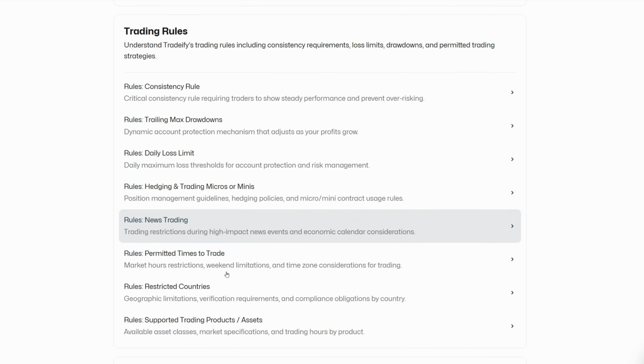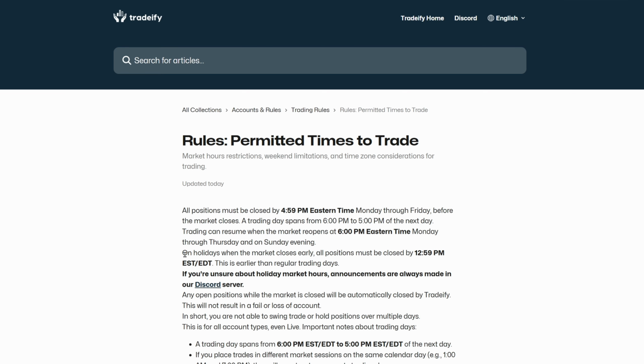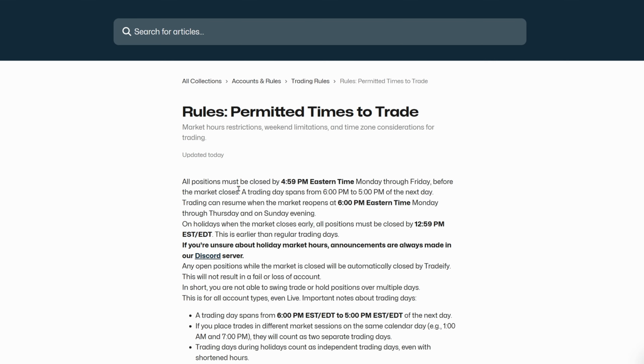Now, if we come down real quick and we look at permitted trade times, I also like this about Tradeify because we are allowed to open a position at 6 p.m. However, we must be out by 5 o'clock. And it basically says all your positions must be closed by 4:59. Some prop firms will make you close out at 4 o'clock, some at 4:10, some at 4:30. I love the prop firms that allow us to trade all the way up until the 5 o'clock close.